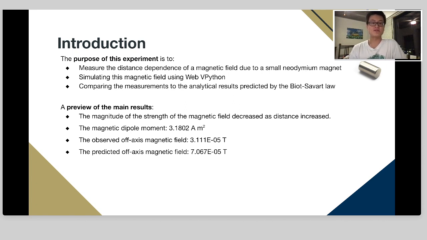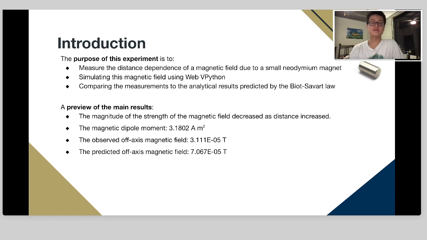The purpose of this experiment was to measure the distance dependence of a magnetic field due to a small neodymium magnet. We then simulate this magnetic field using Web VPython and then compare the measurements to the analytical results predicted by the Biot-Savart law.